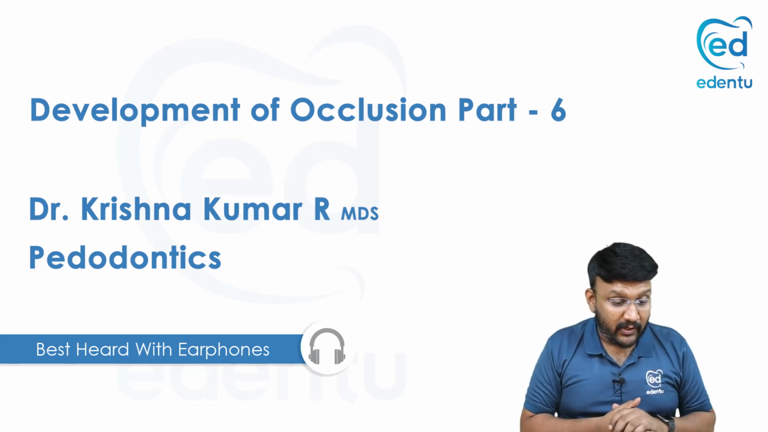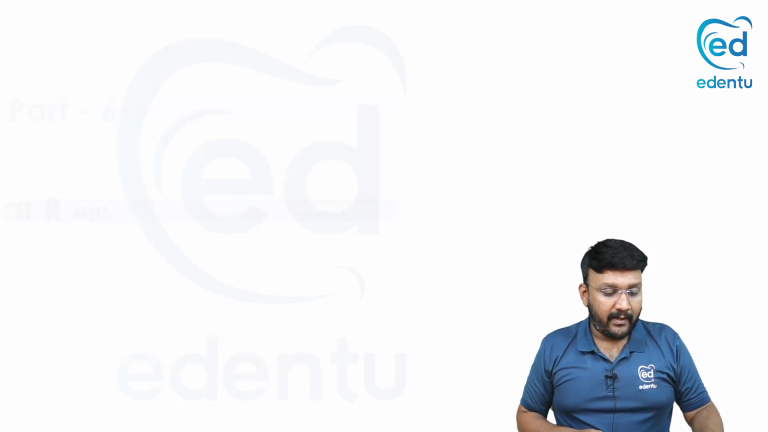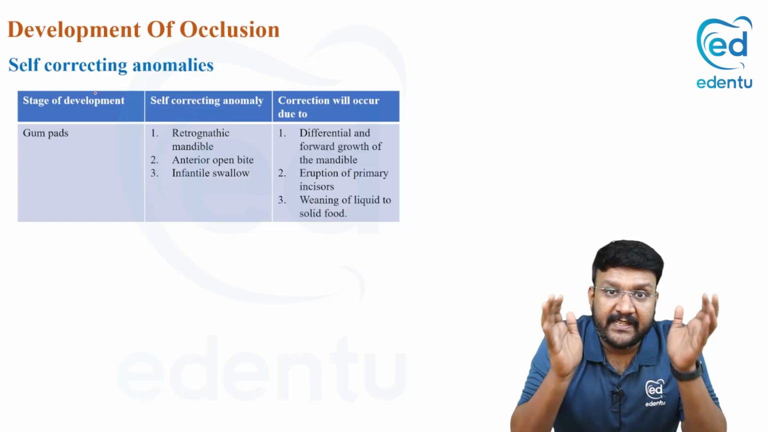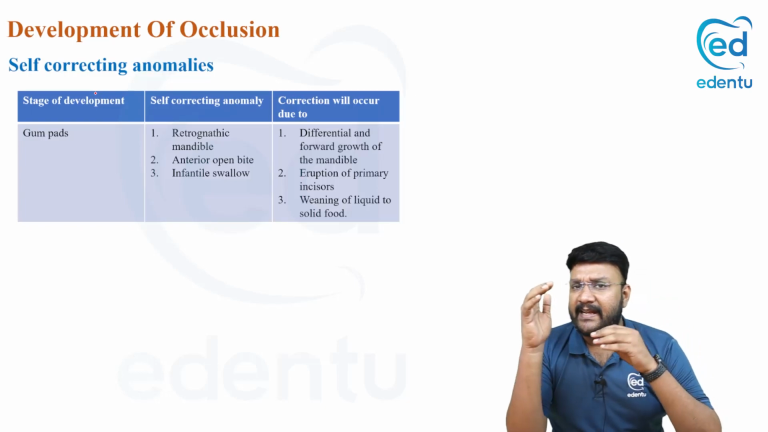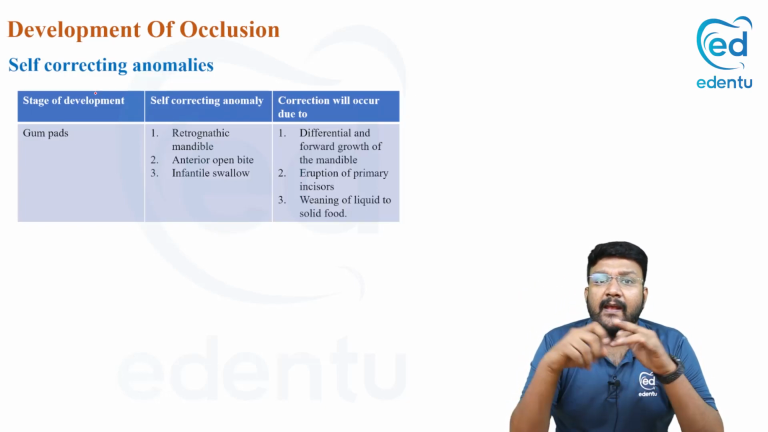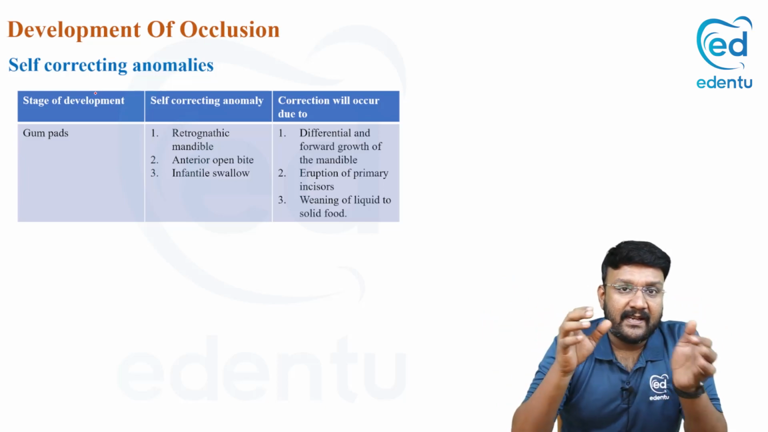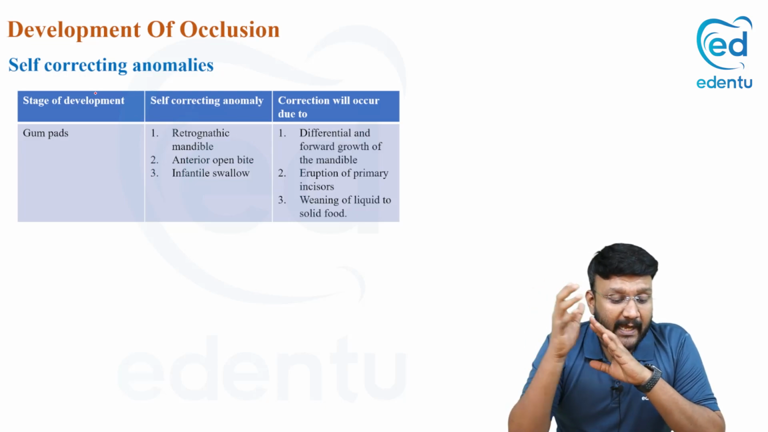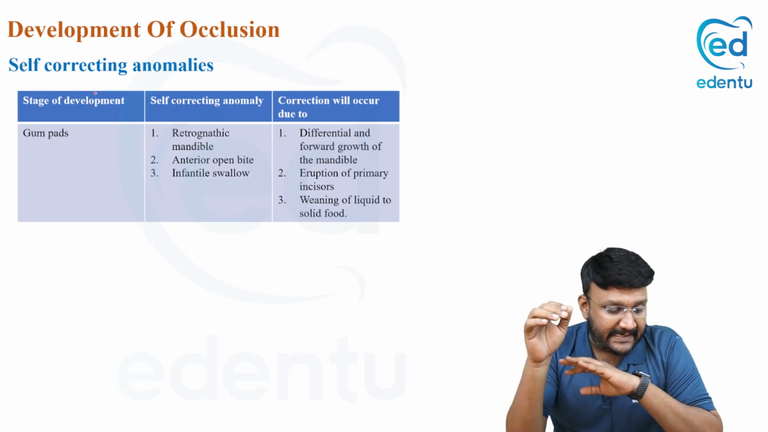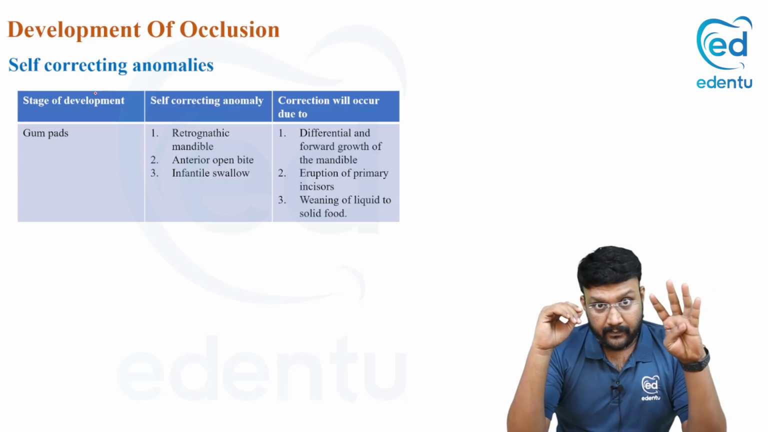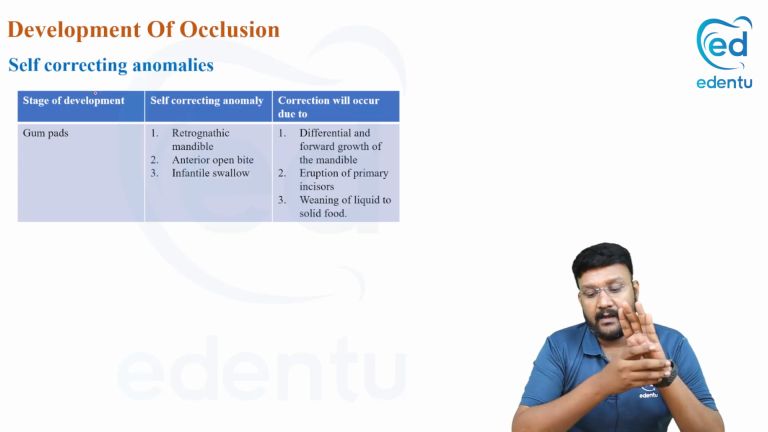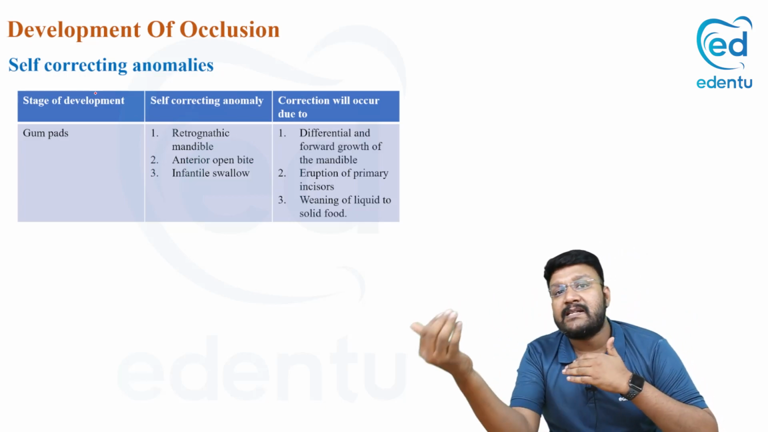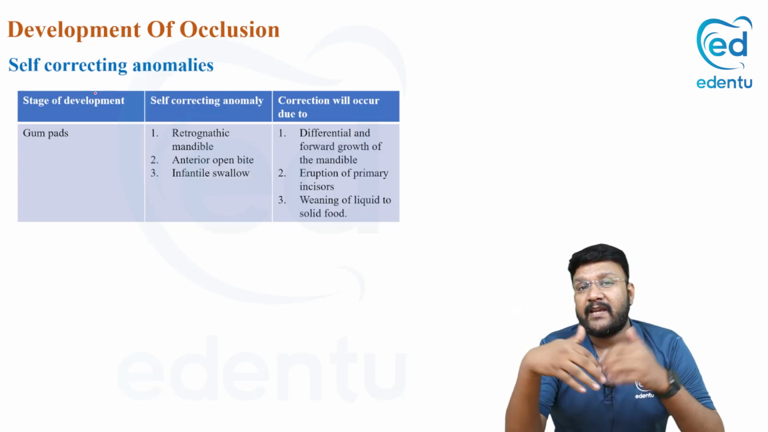Krishna Kumar. So now we will be dealing with an important part of development of occlusion, that is self-correcting anomalies. This self-correcting anomalies you can get as a short note, short essay. So how to approach that particular question I'll be discussing in this particular session. In self-correcting anomalies, we have already discussed that there are 4 stages of occlusion. So in each stage, what are the anomalies you see and how it is corrected? That is the part which I will be discussing.